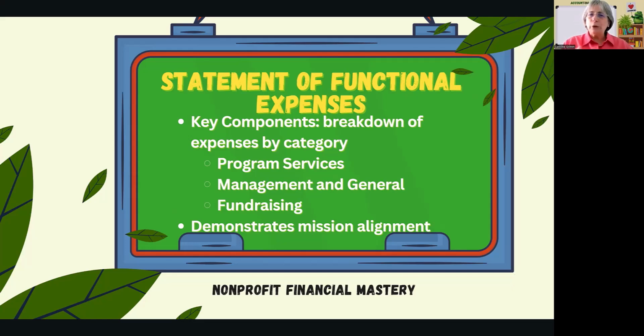So what this helps to demonstrate is whether we are aligning our finances with our mission. So if the majority of your expenses are for program services, that's a good sign that the way that you're spending the money is aligned with your mission. You're not spending all of your money on fancy office spaces or fancy suits for the executive director. Your focus is on those programs, and that's where you put your money.